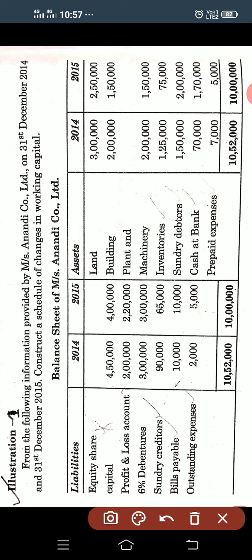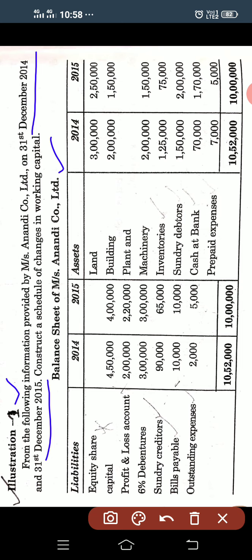So this is the first problem that is related to the first step of the calculation of fund flow statement, that is preparation of schedule of changes in working capital. See the problem. From the following information provided by Messrs. Anandi Company Limited on 31st December 2014 and 31st December 2015, construct a schedule of changes in working capital. So here they have given the balance sheet information of 2 years, that is 2014 and 2015.